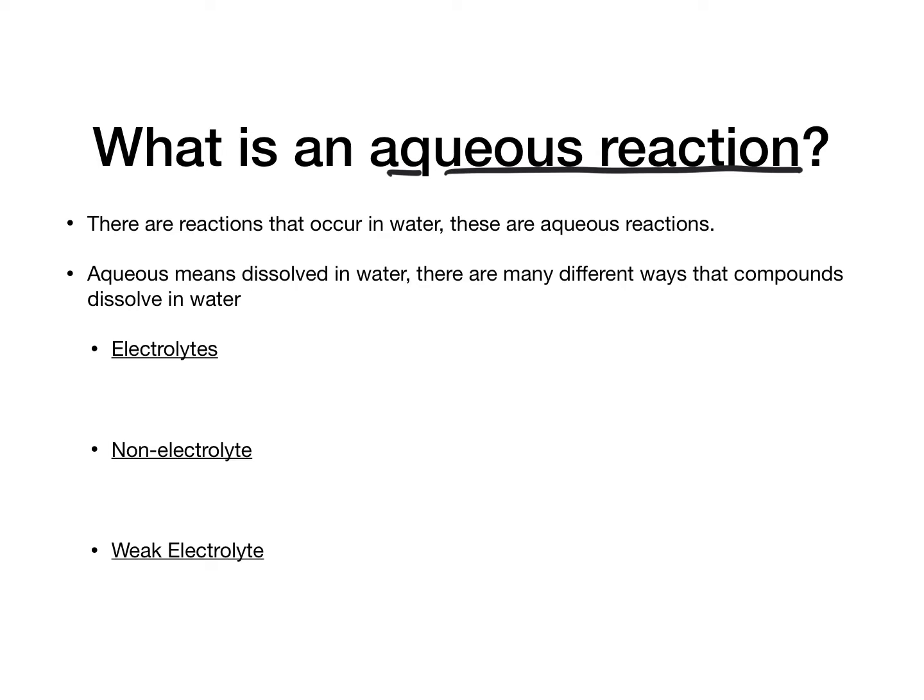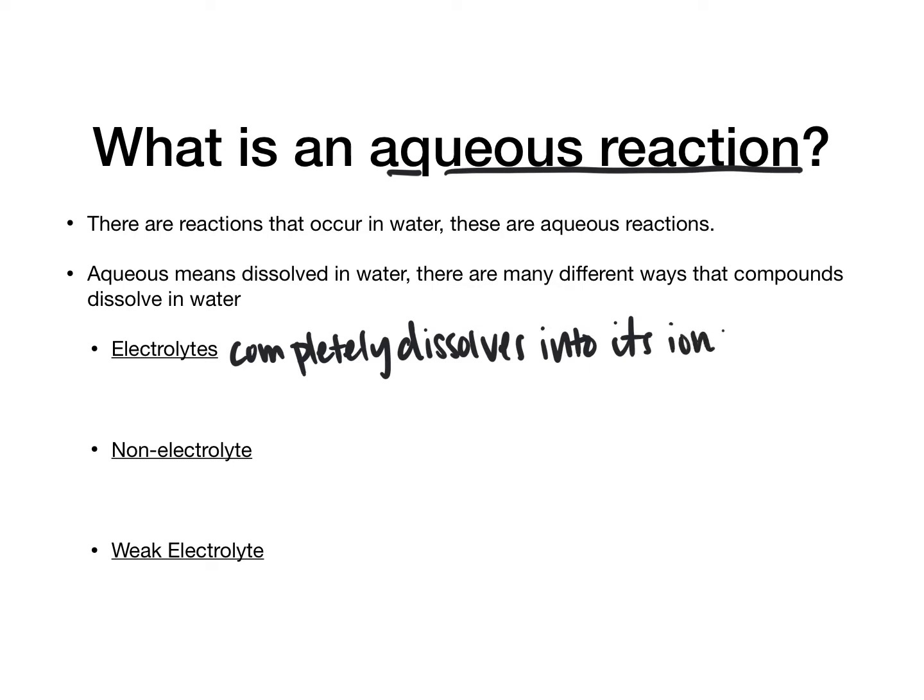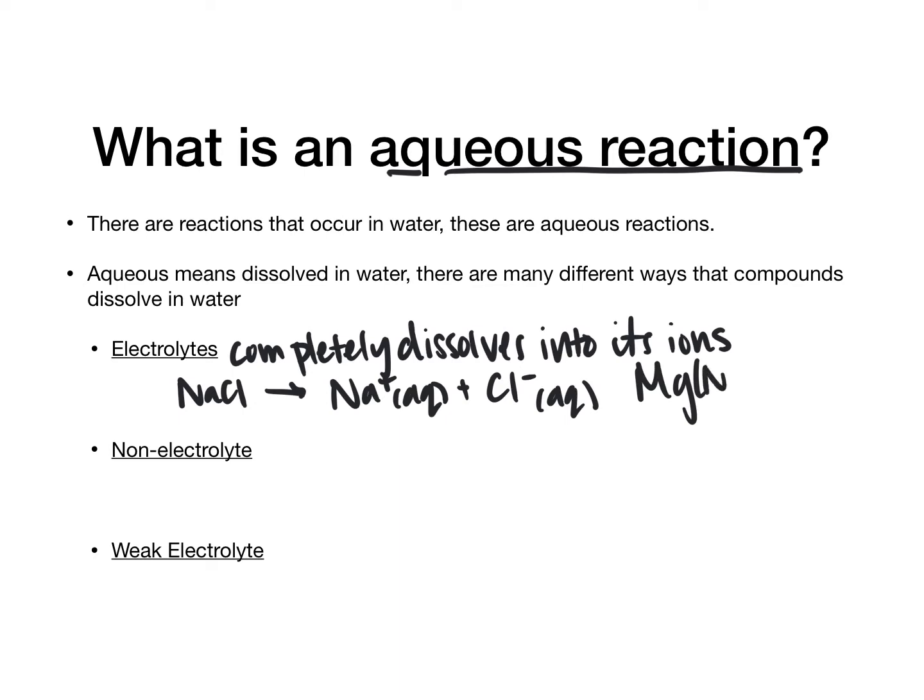So one type of thing that we can see in a water reaction or an aqueous reaction is something that completely dissolves into its ions. So what that means is things like NaCl is going to dissolve into Na+ (aq) plus Cl- (aq), also aqueous. We could see the same thing with magnesium nitrate, where that would dissolve as well.